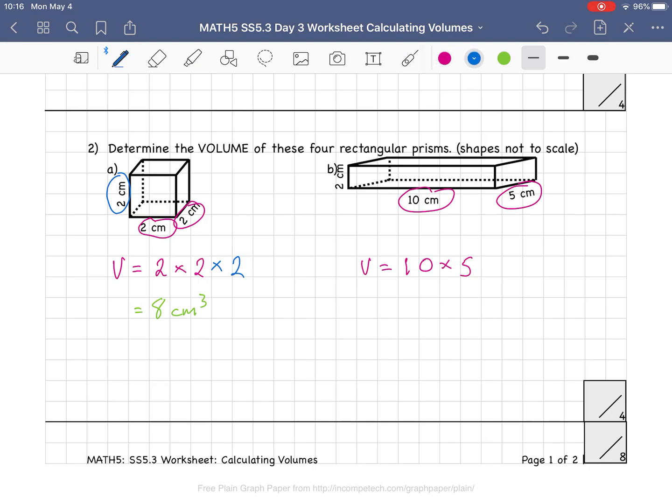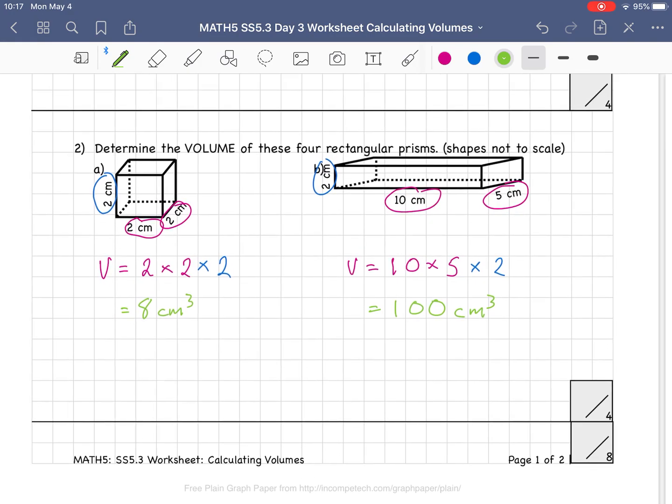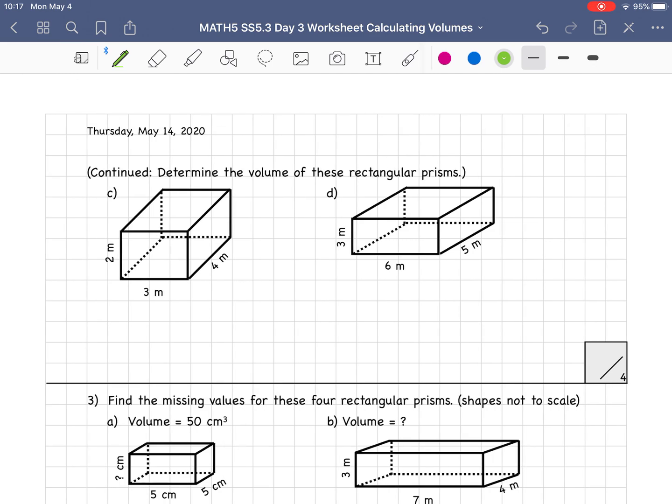Our second one, volume is equal to the area of our base, which is 10 times 5, times the height, which is times 2. And then 10 times 5 is 50. 50 times 2 is 100 centimeters cubed. So you always do the area of the base times the height.